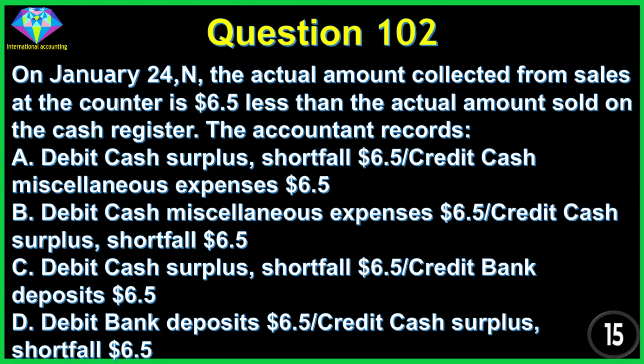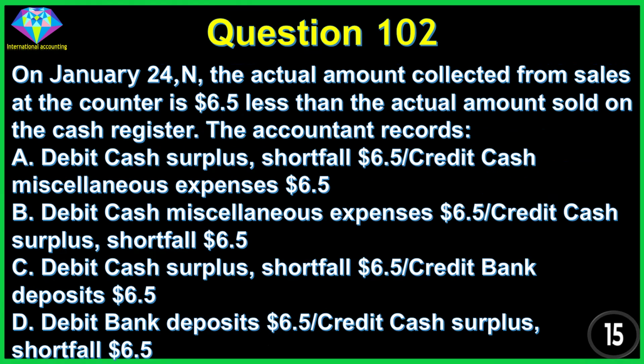On January 24, the actual amount collected from sales at the counter is $6.50 less than the actual amount sold on the cash register. The accountant records a debit cash surplus, shortfall $6.50 per credit cash miscellaneous expenses $6.50.